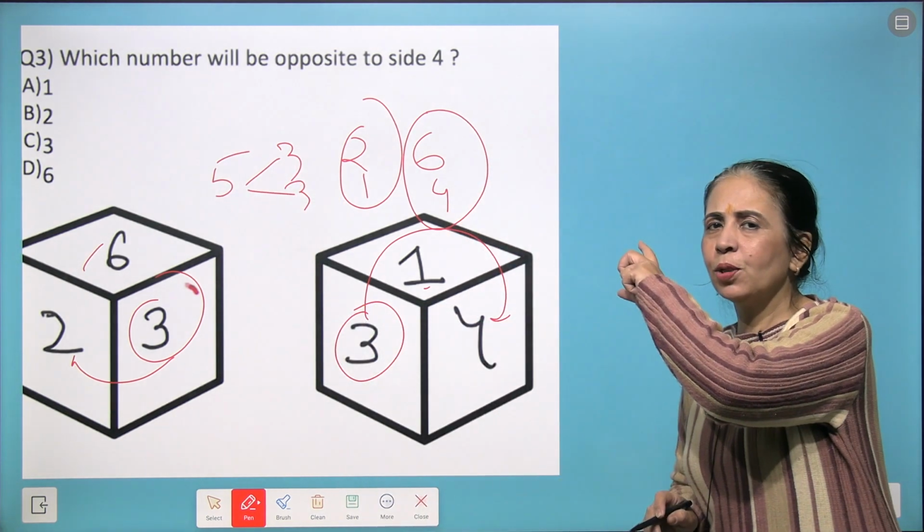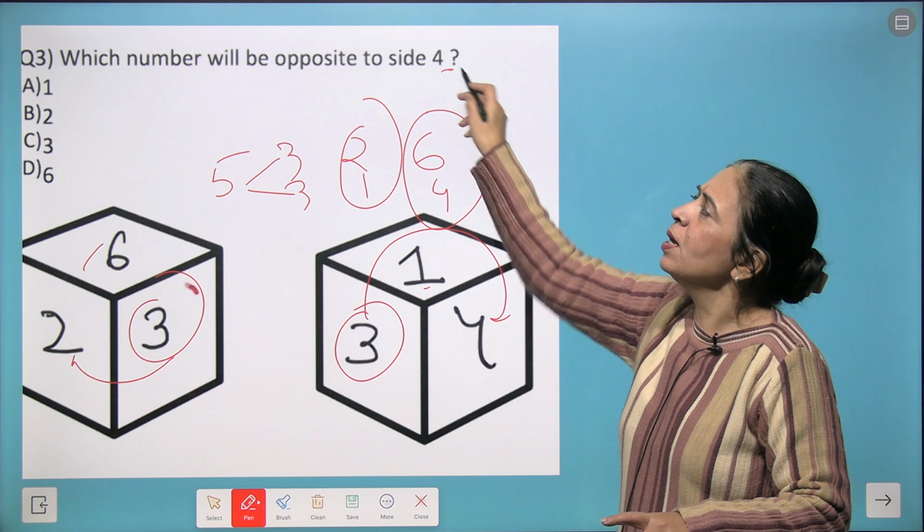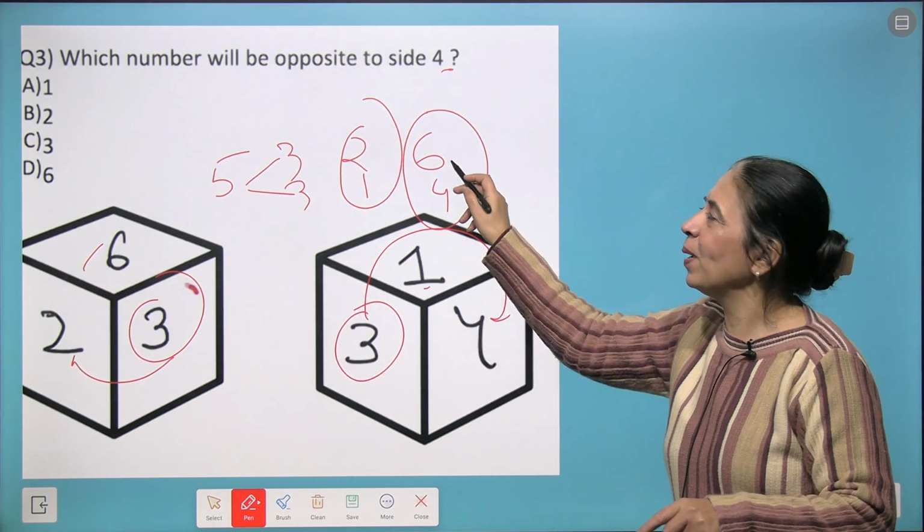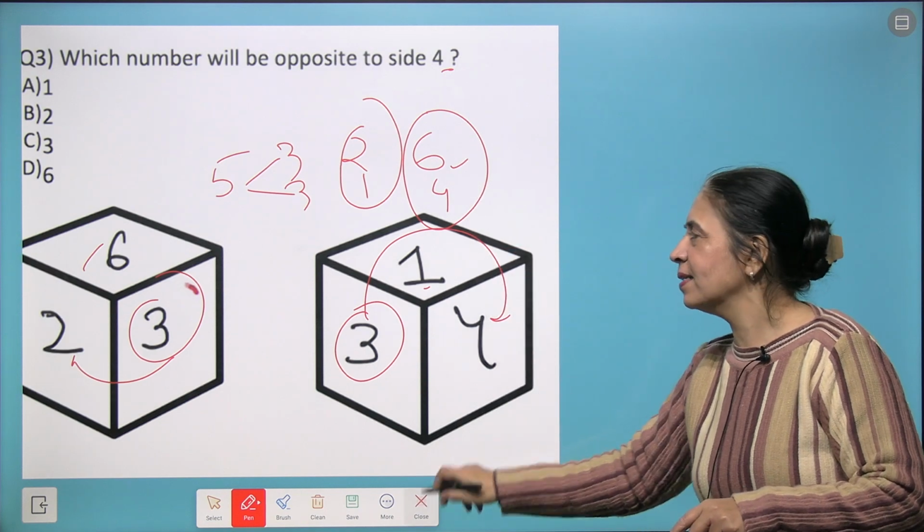Now let's go back to the question. The question is what is opposite to 4? That's absolutely correct. We got 6 as the right answer.